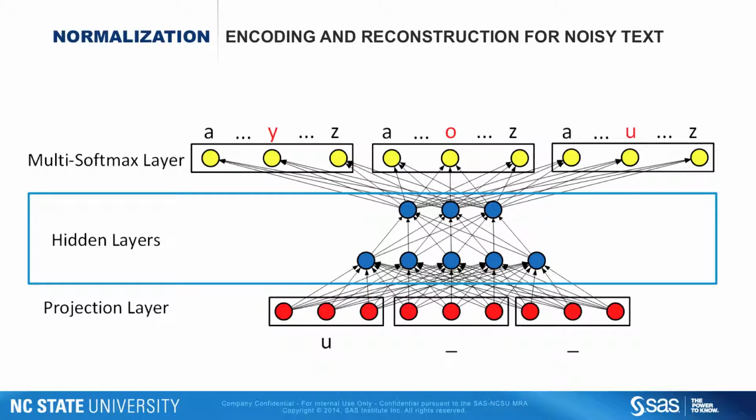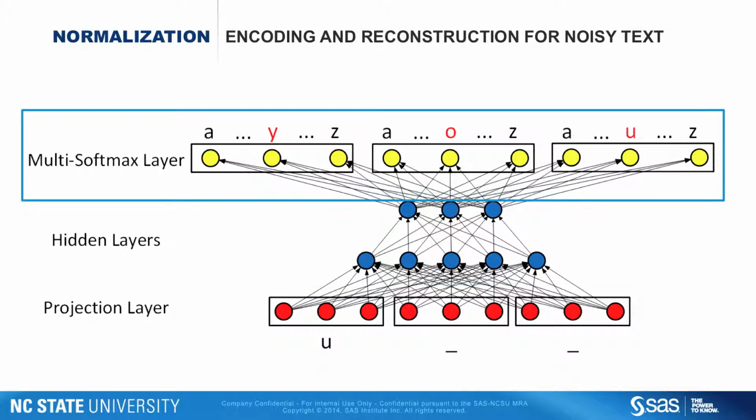Meanwhile, the hidden layers, these are just feed-forward layers, and their job is to interpret the information that's coming from the projection layer and get a sense of what is the word that we're looking at, so that we can then send that information to the multi-softmax layer, which will regenerate the word.